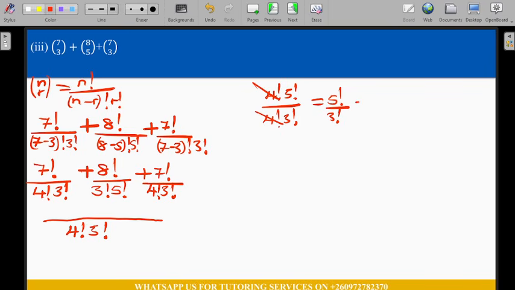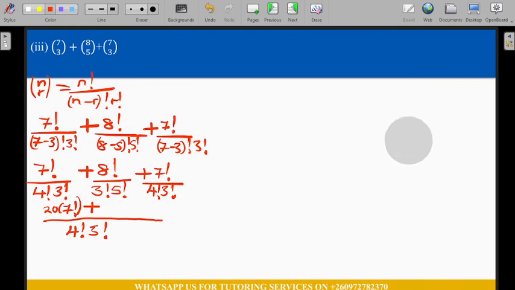So now what we do is we say, okay, here we reduce 5 up to 3. So it will be 5 times 4 times what? 3 factorial over 3 factorial. So 3 factorial and 3 factorial cancel. So we have a 20. So now we have 20 now times 7 what? Factorial plus. We do the same for the second part.